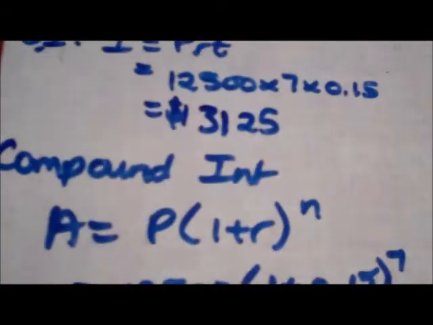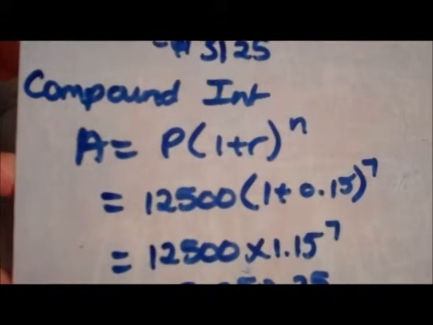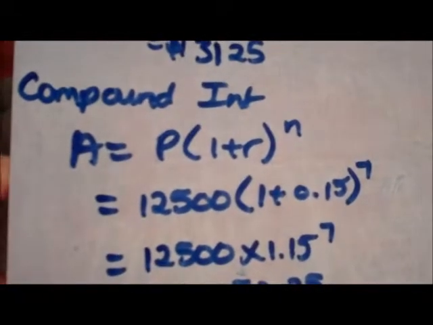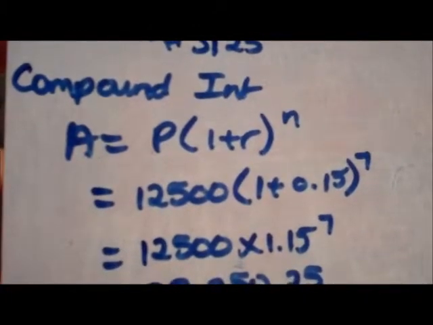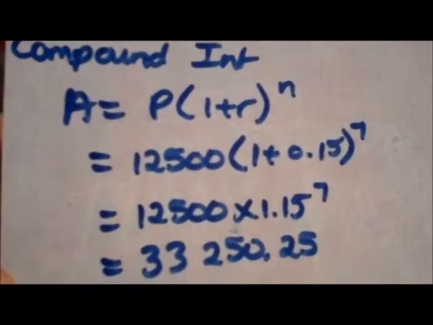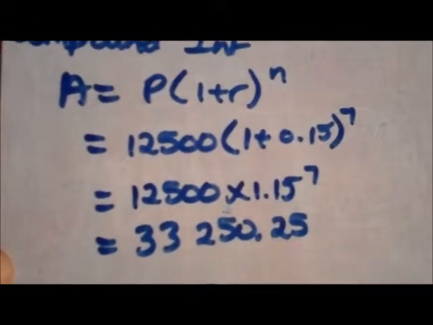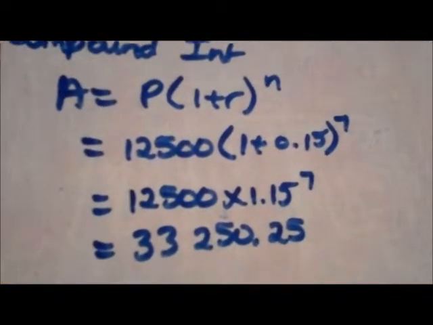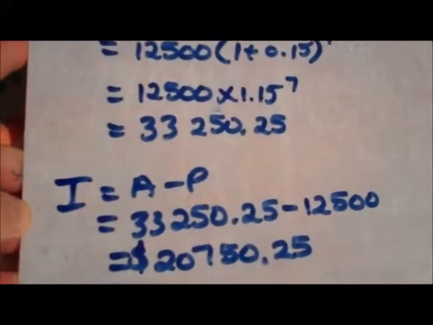$13,125. If I had done that compound interest, let's have a look at what that would have worked out to be. So the total amount is the principal multiplied by 1 plus the rate to the power of n. So I've got my $12,500, 1 plus 0.15, that's my rate, to the power of 7, that's my time in years. So I've got $12,500 times 1.15 to the power of 7. So you actually have to press that in your calculator and you would get $33,250.25.